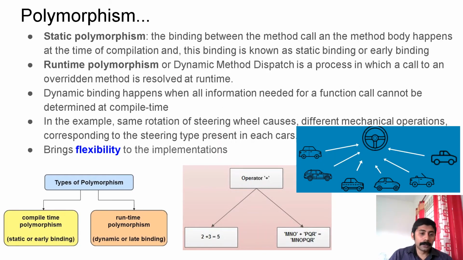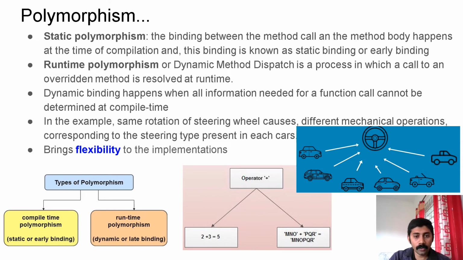There are two types of polymorphisms. Static polymorphism. In this case, the binding between the method call and the method body. Binding is nothing but the process of fixing the method body to be executed to the method call. The binding between the method call and the method body happens at the time of compilation, and this binding is known as static binding or early binding, because binding is happening before the execution, so it is early binding.